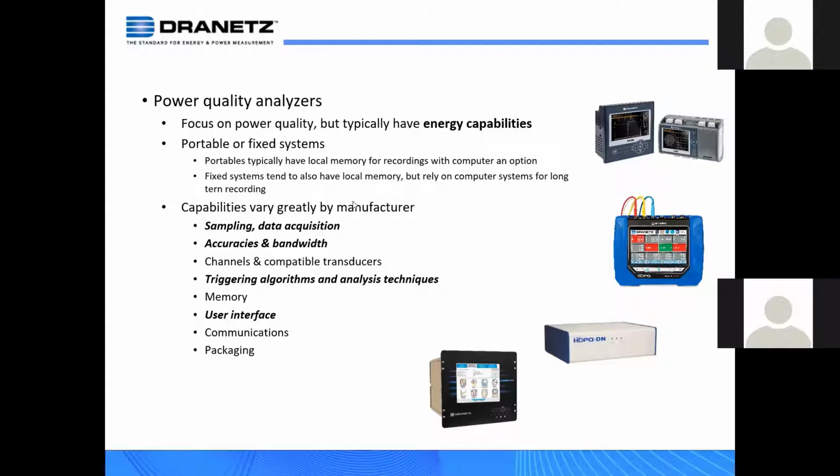So again, the differences in your application and the packaging. Are you going to carry this around? Are you going to permanently fix it? That'll help guide you towards one of these 2 different product categories that we covered before. But again, look at the capabilities of your products and see what's important for your application.